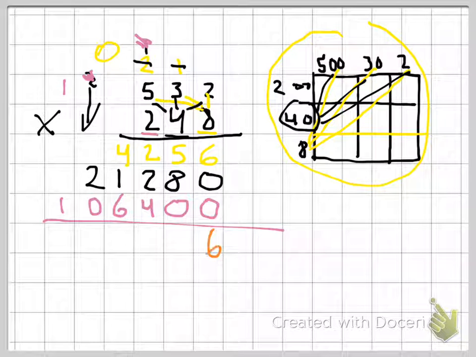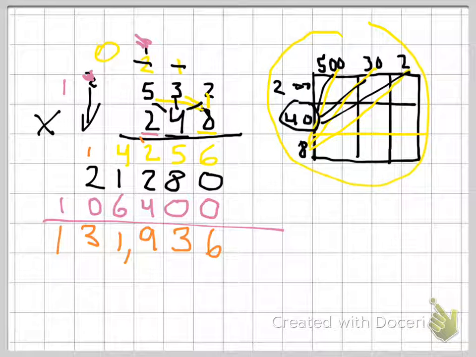Okay, 6, 13, carry the 1. 3, 5, 9, 5, 10, 11, 1, 3, and 1. 131,936. So the key is to know that when you use the algorithm, order matters. You start with the ones, you move to the left. Also, for each new place, you add a 0, okay?